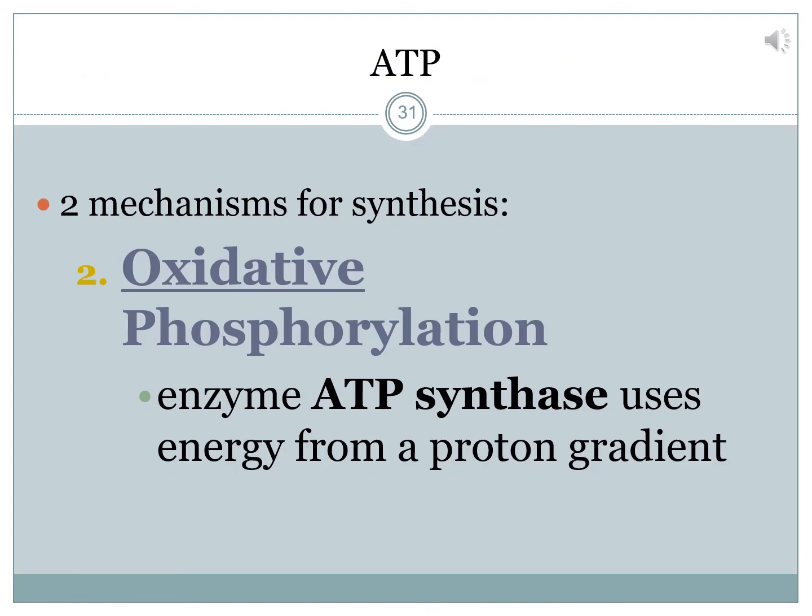The other mechanism for the synthesis of ATP is called oxidative phosphorylation. In oxidative phosphorylation, ATP is synthesized by an enzyme called ATP synthase, using energy from a proton or hydrogen ion gradient. This will be discussed in more detail once we get into the details of cellular respiration.